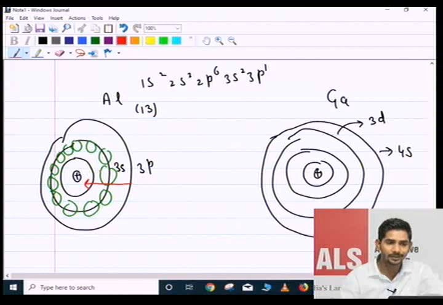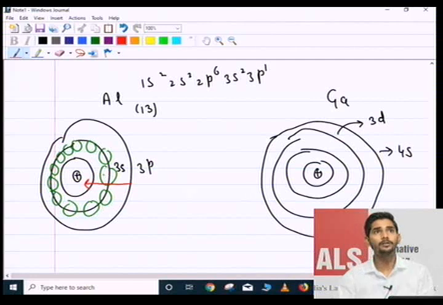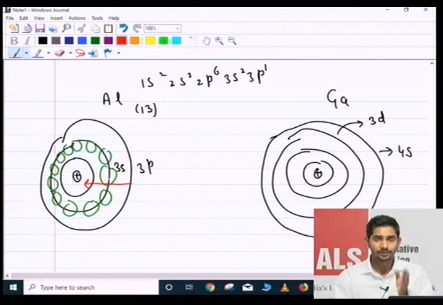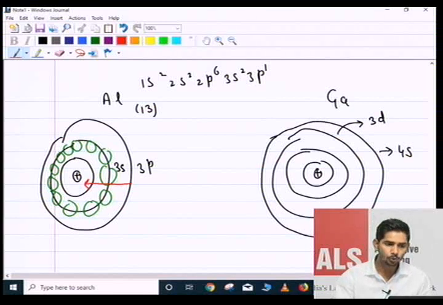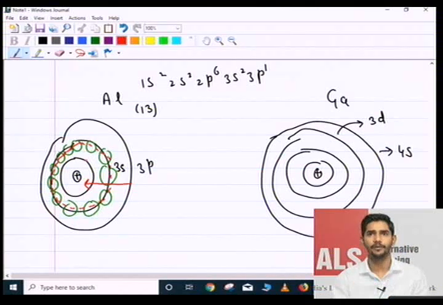Okay, but guys, if I talk about inside, 3s is present over there. So regarding the capability of shielding the nuclear force, ultimately I'm saying that the 3s will prepare a wall which will actually resist the nuclear force to act upon the 3p. Obviously 3p will feel some force of attraction, but due to this wall, it won't feel much attractive force.